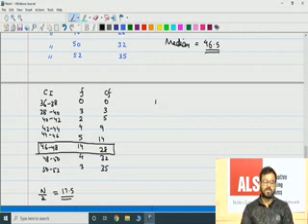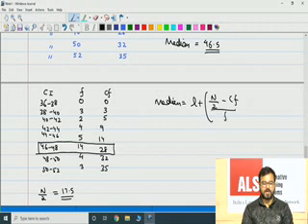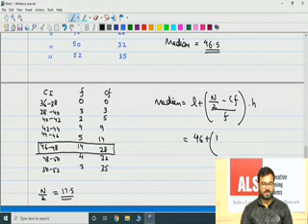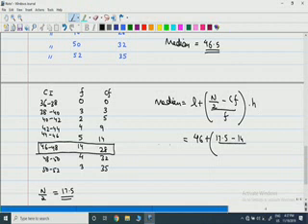Now if this is the median class, the formula for median is L plus n by 2 minus Cf upon f into h. L is the lower limit of the median class, which is 46. n by 2 is half of the total frequency, which is 17.5. Cf is the cumulative frequency just above the median class, which is 14. Frequency of median class is 14, and the class width, 46 to 48, is 2.